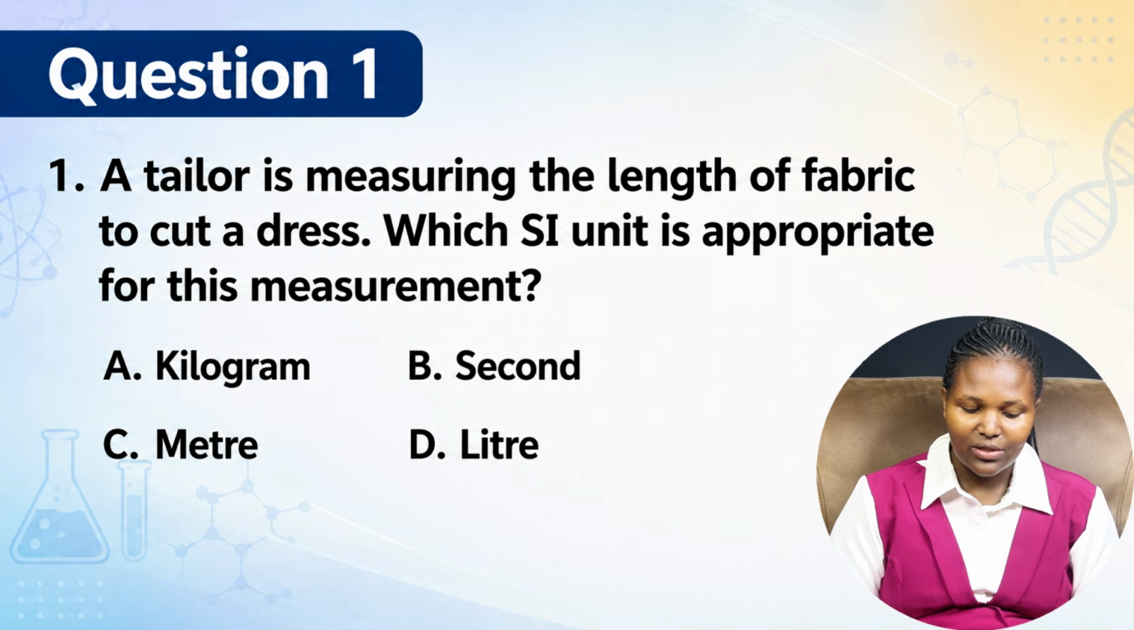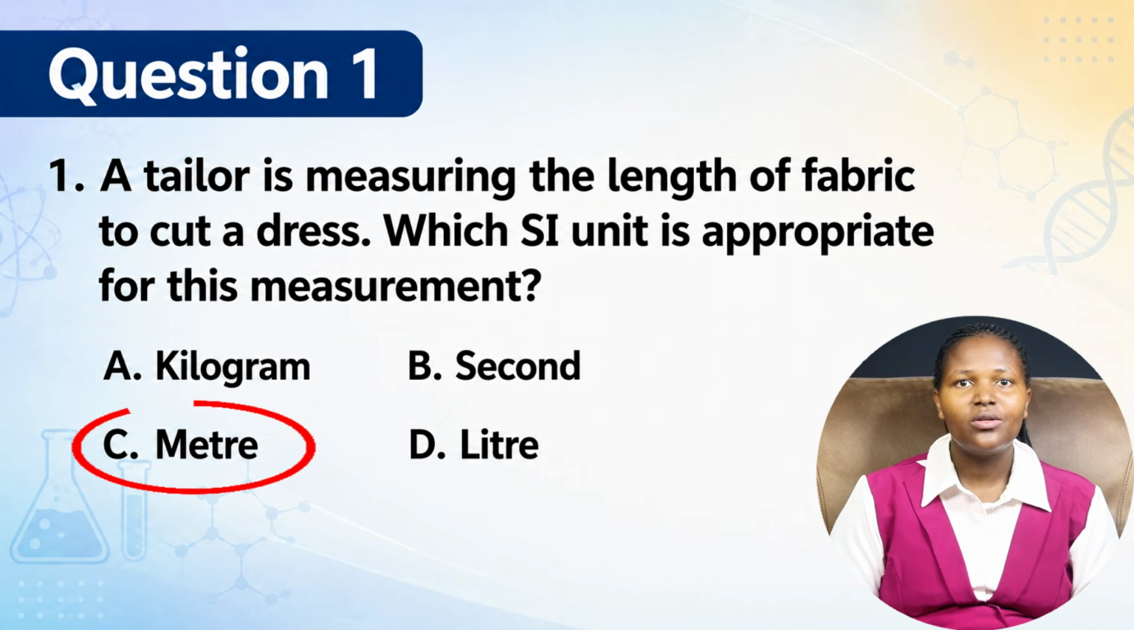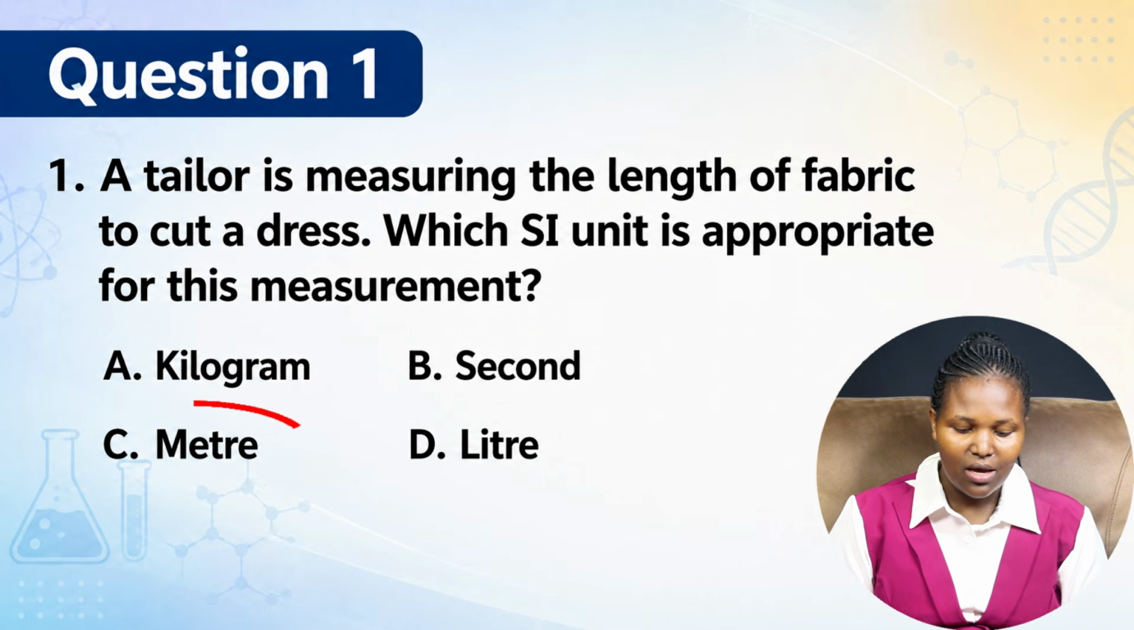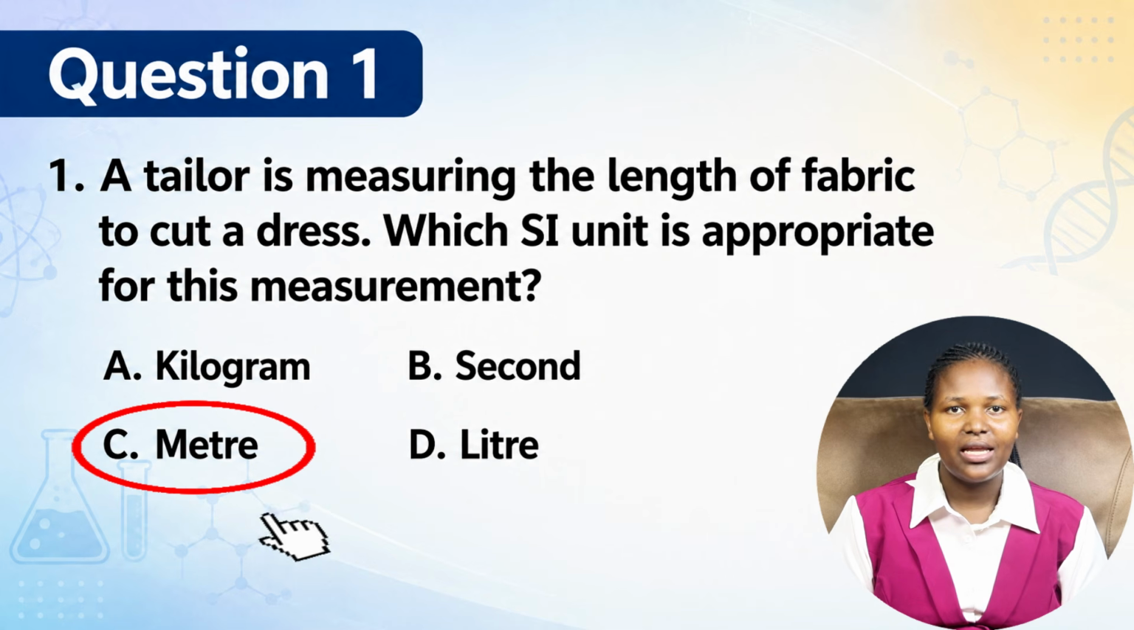Then option B, we have second. A second is definitely not correct because that is a measure of time. Then option D, we have liter. Liter is not correct because that measures volume. So the correct option is C, because meter is the SI unit for measuring length. And when we are measuring a dress or fabric, we are measuring the length.